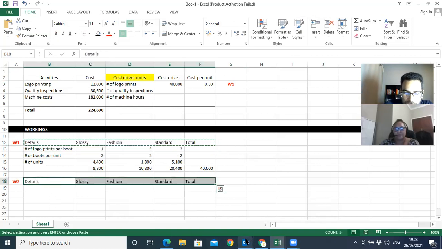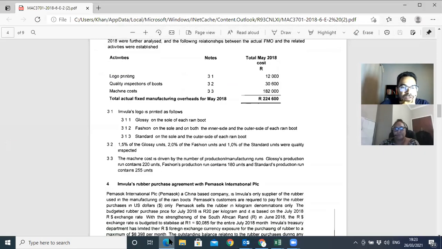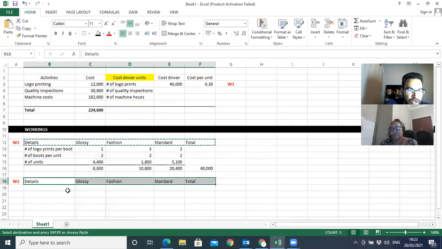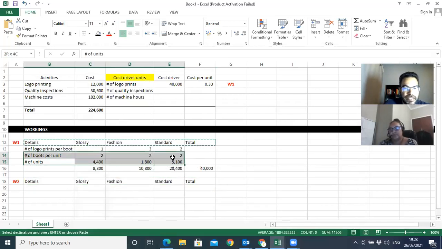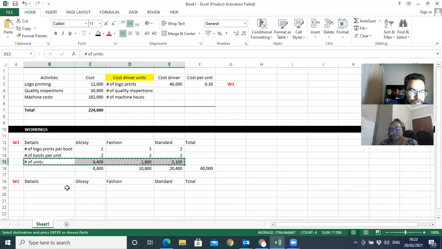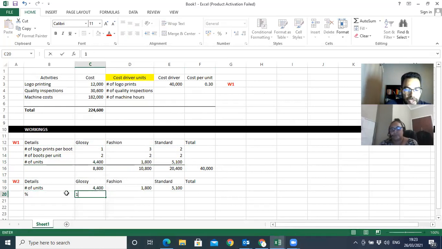Okay, so if I look at the information, they're telling me the number of units is 1.5%, 2%, and so forth. So I can just work that out. I'm going to say number of units. I can take the exact same info. So we know the number of units is the same, and the percentage was based on this. It was 1.5%, then 2%, and then 1%.